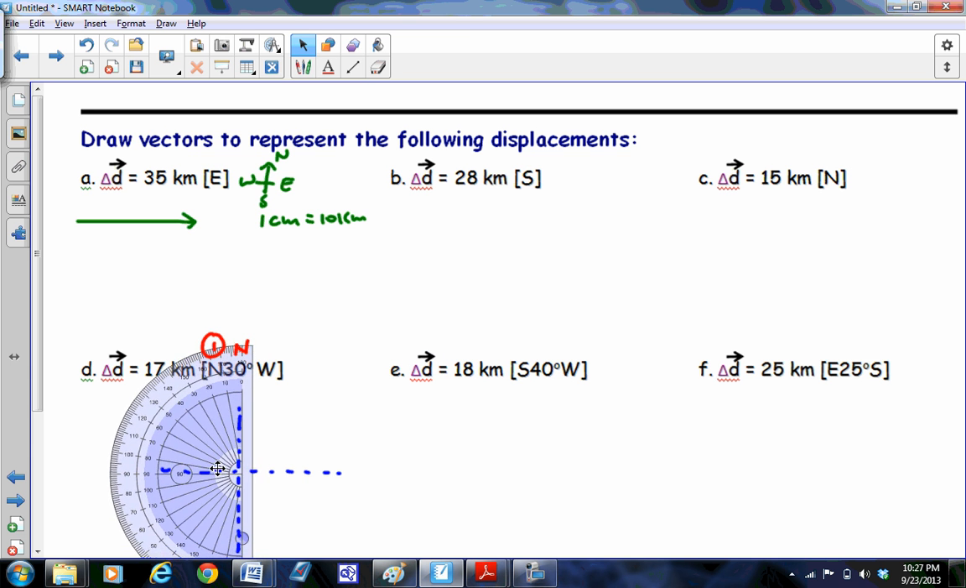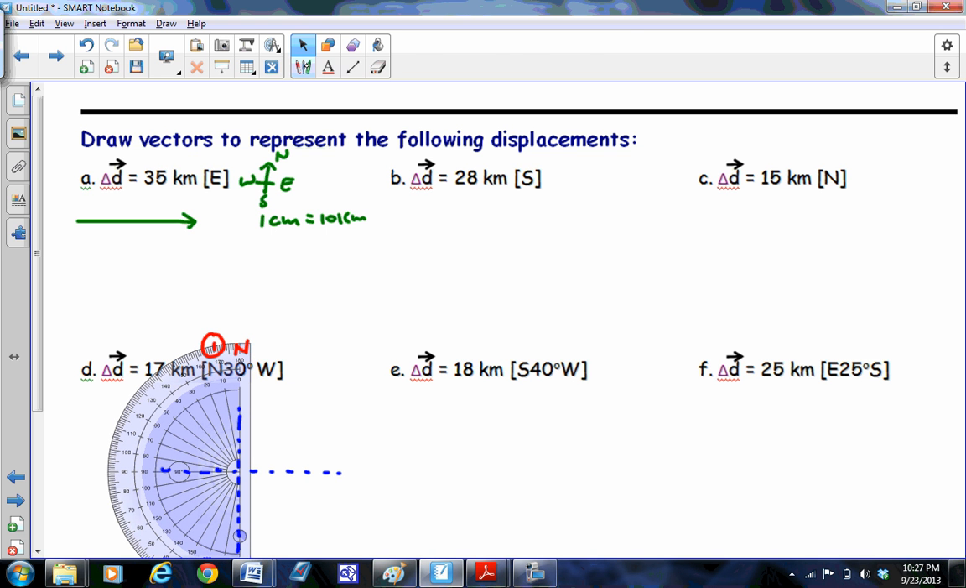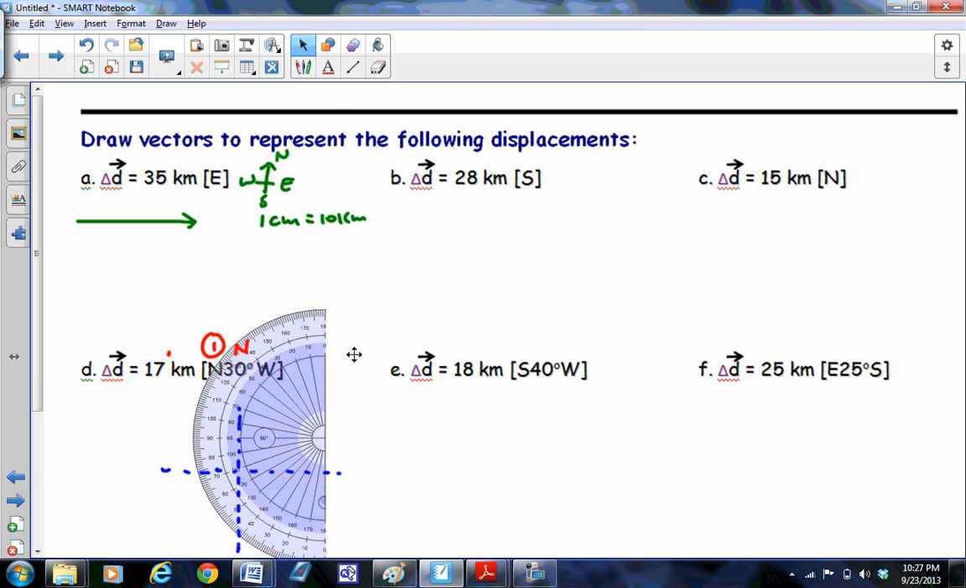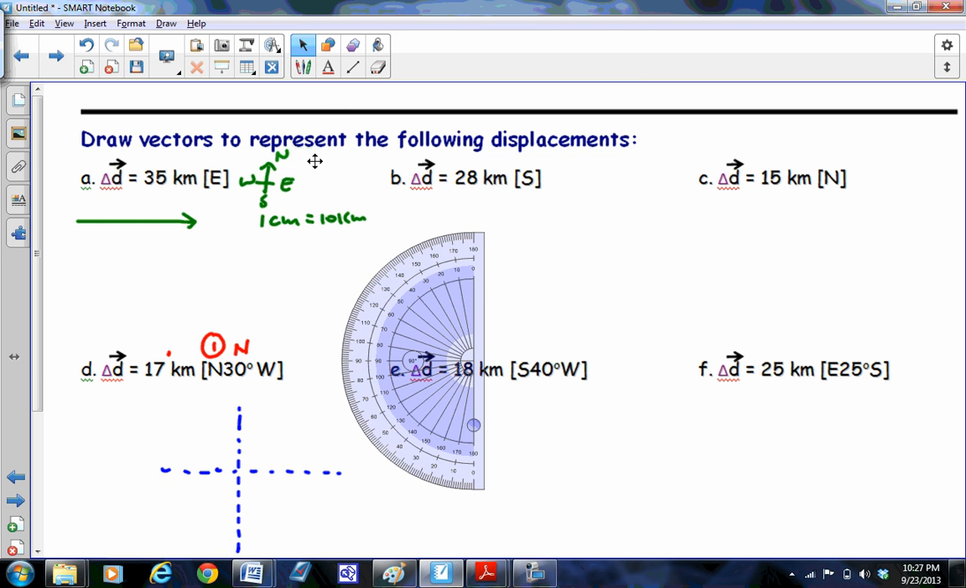So here we go. Sorry about that again. So here's the deal. Measuring from the north, 30 degrees over, so I'd be somewhere here to the west. I'm measuring this way, into the west area. Let me move this out of the way. Now, I have to draw a line in that direction.